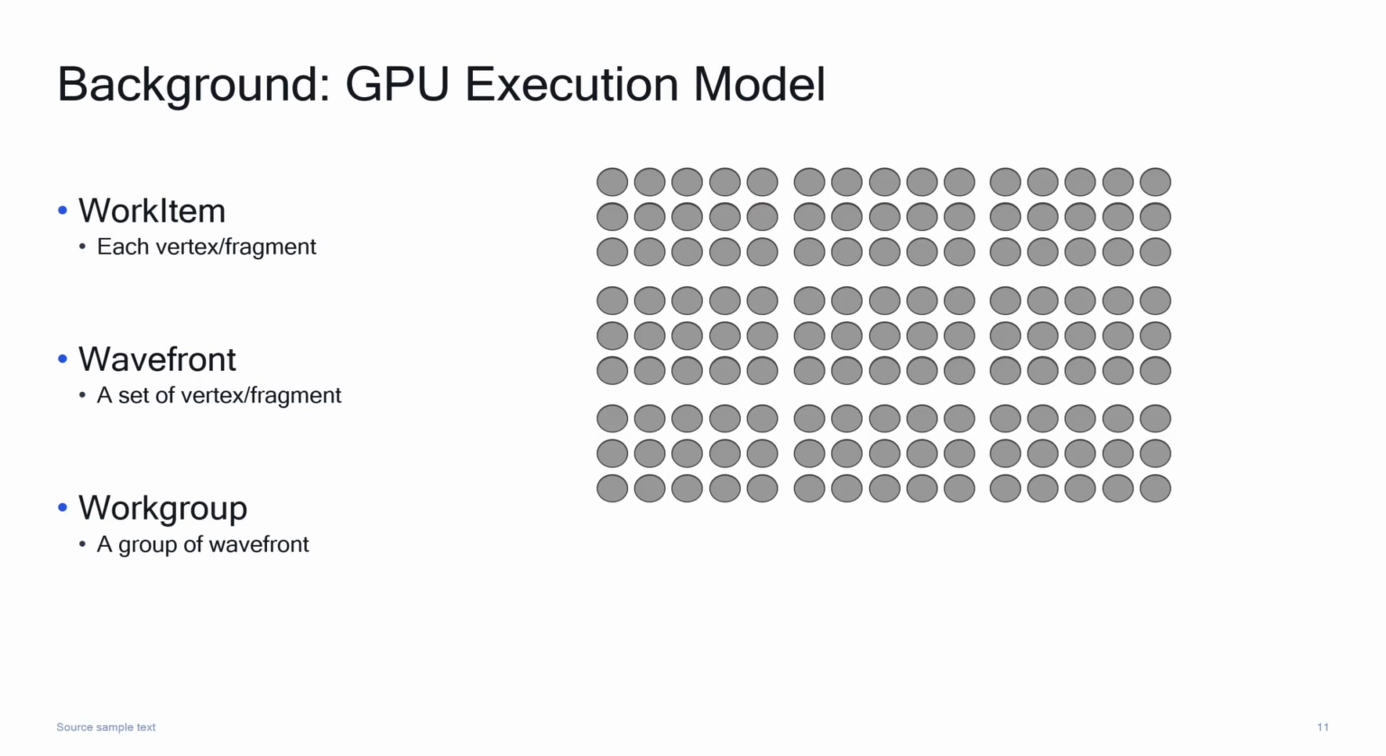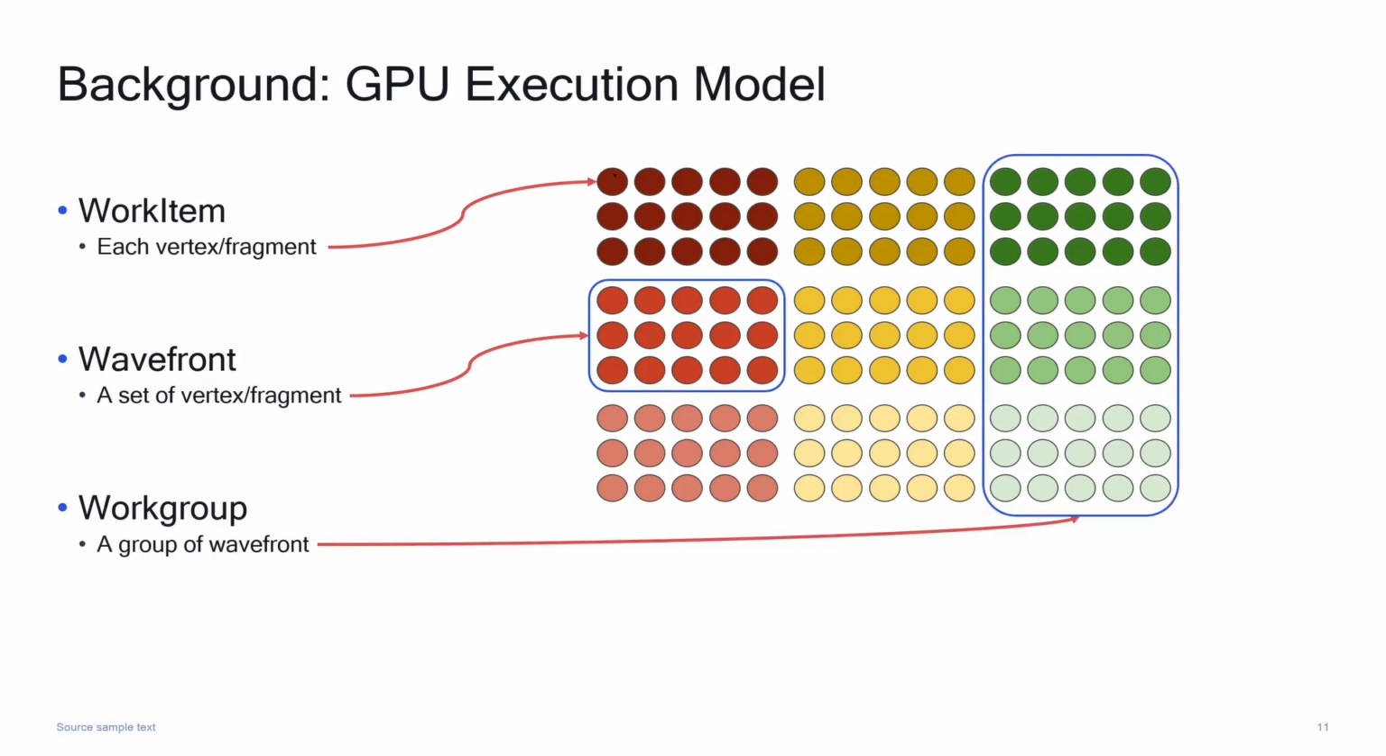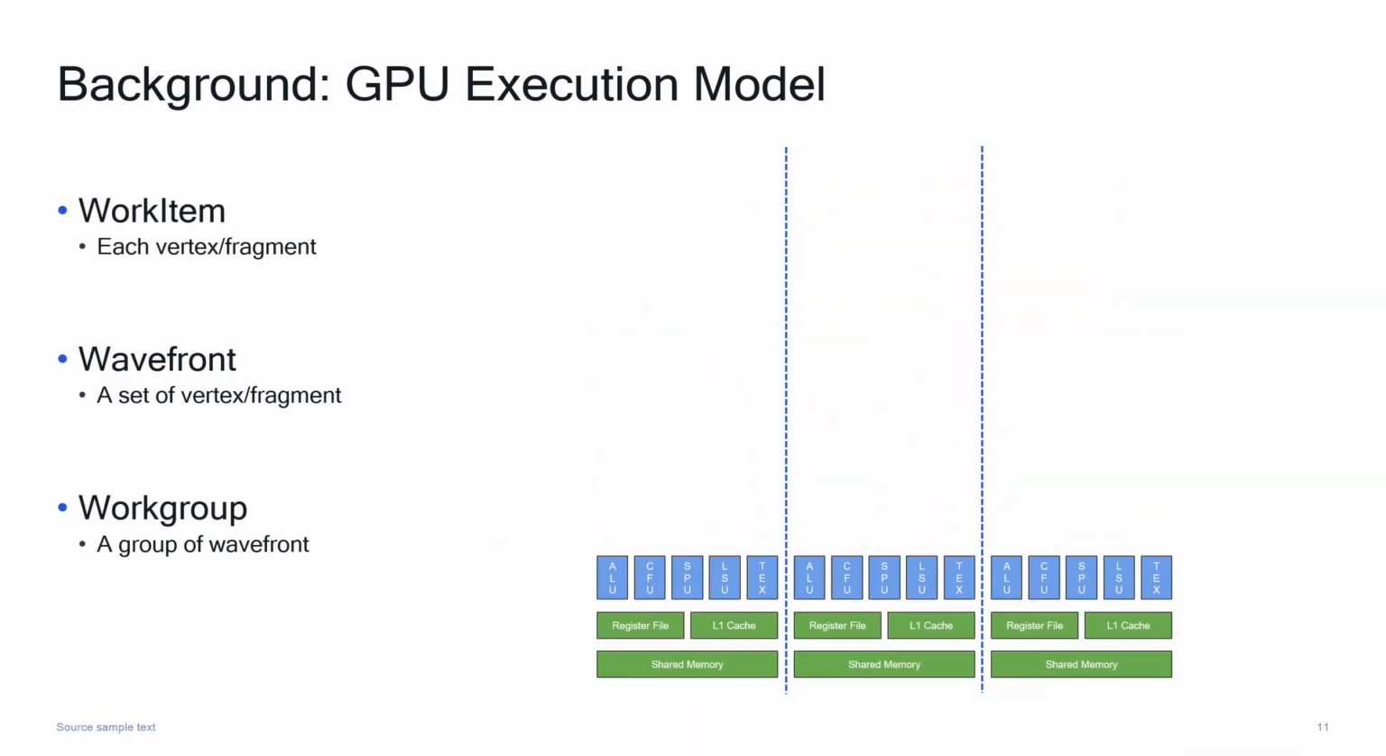Now let's see how the workload is distributed and executed on a GPU. Take the fragment shader for example. Each fragment is mapped to a work item, and a set of work items is grouped together as a wavefront. With multiple wavefronts, we have a work group. The work items in each work group are dispatched and processed by a single SP, and the wavefronts in a work group are dispatched to the SP in batches.